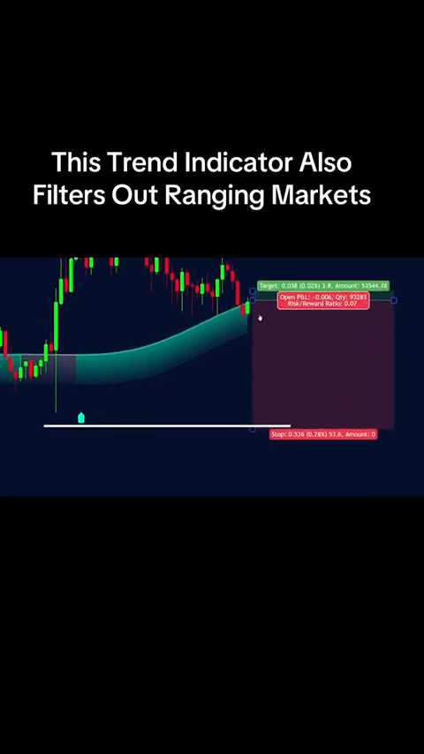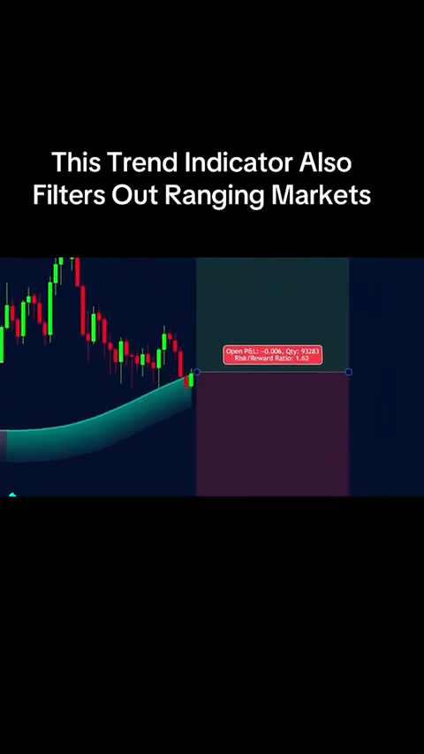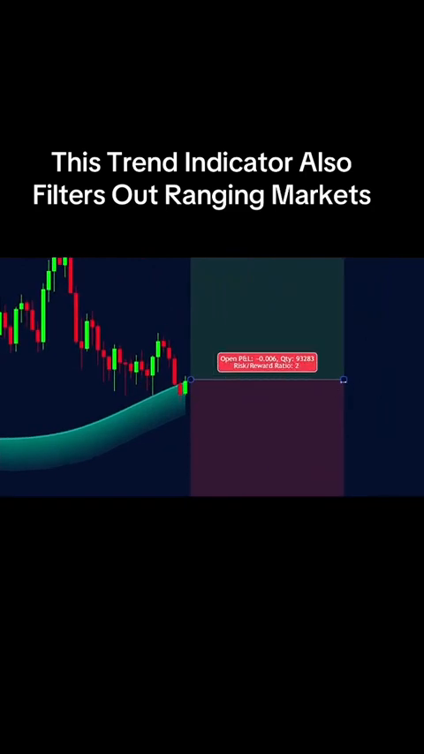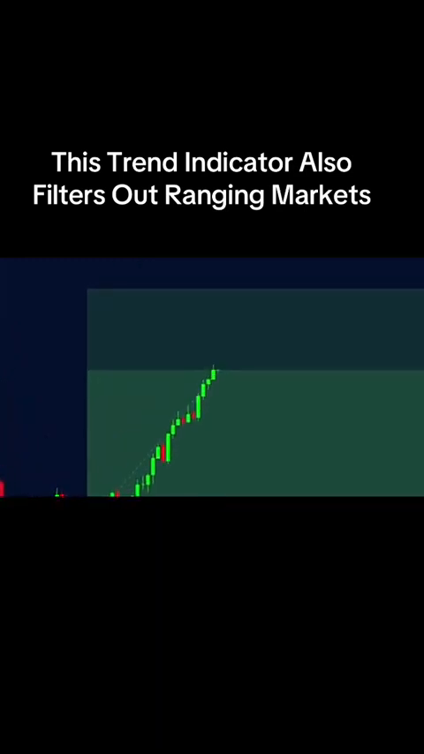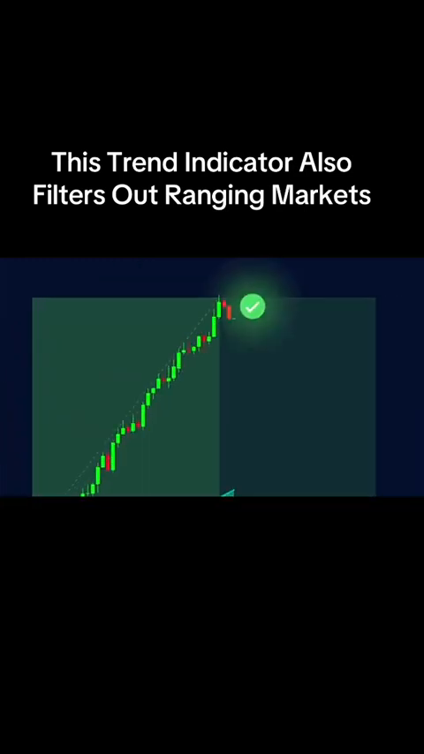Set your stop loss just below the recent swing low. Use a 1-to-2 risk-reward ratio for take profit. Let the trade run. And it would have been profitable.